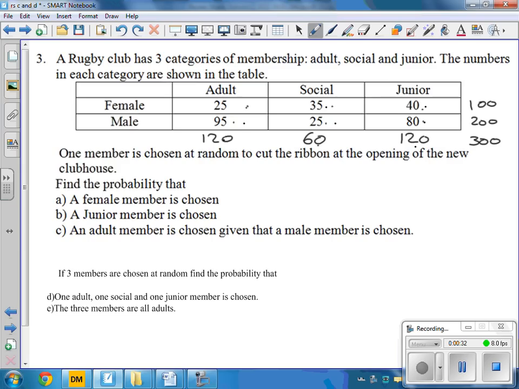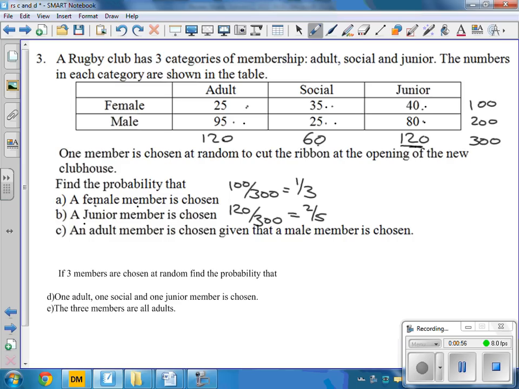Find the probability that a female member is chosen. Females, what do we have? We had 100 females, didn't we? So we've got 100 out of the 300, and cancelling it down just to 1/3. Find the probability that a junior won. Well, there were 120 juniors, weren't there? So it's 120 out of 300. And again, cancelling that down, divided by 60 gives us 2/5.